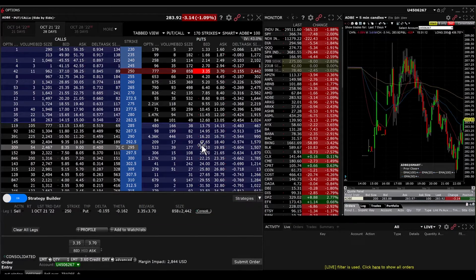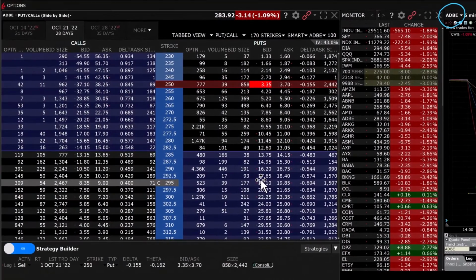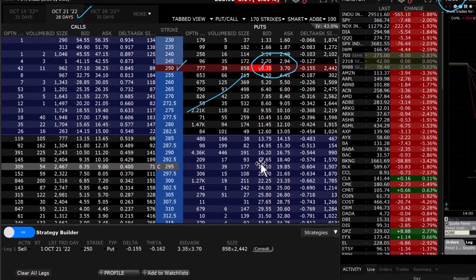Now that we are looking at the IBKR option chain, we can see that we are looking at Adobe and the market price is $284. Then if we move to the option chain and select a contract that will end on October 21st of 2022 at our selected strike of $255, we can expect to collect a premium of around $3.6. Then we click on Sell Leg. All the information will go down there.